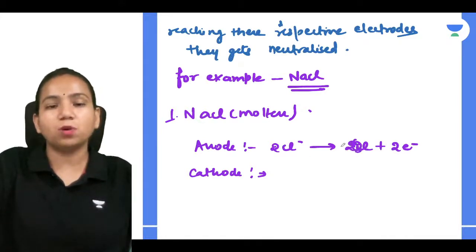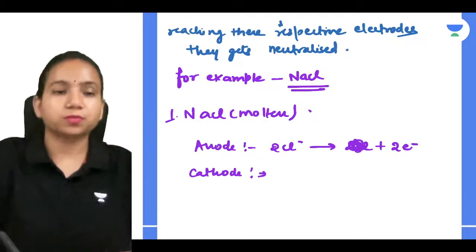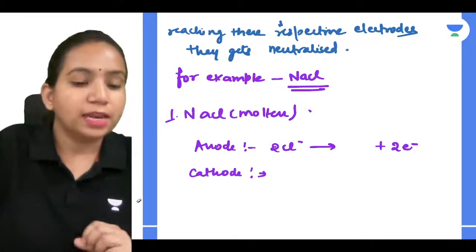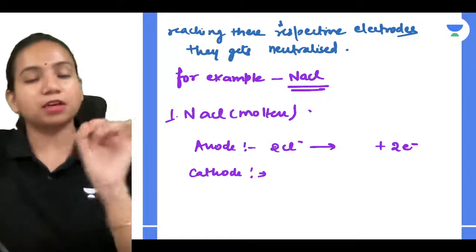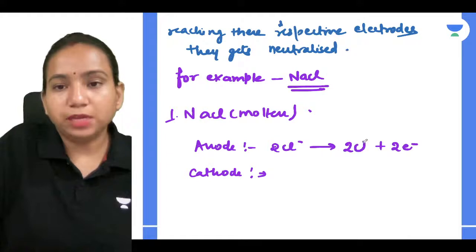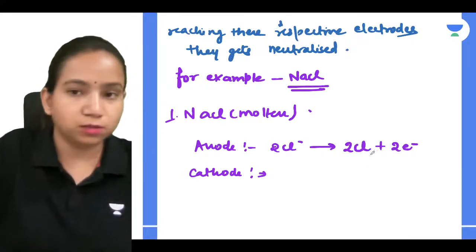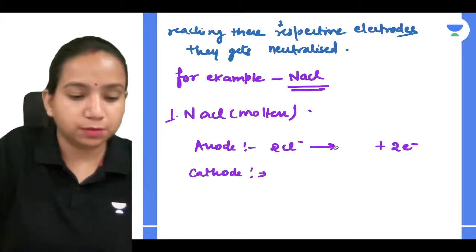Because what happens at anode? Tell me everyone, at anode what happens? Does it change due to the difference in the cell? No, right? It doesn't change. So always remember, the electrons are always lost at anode, which means oxidation always occurs at anode. So 2Cl minus will be losing 2 electrons and you will be getting 2Cl combining, because obviously the single atom of chlorine is unstable.